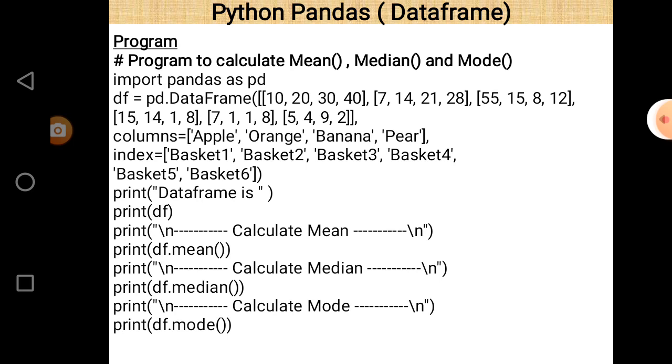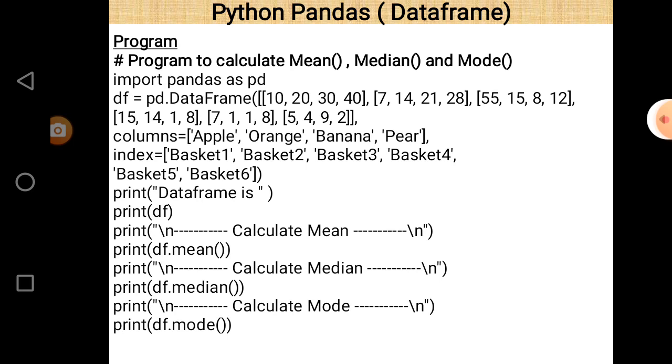After that there is a small print statement, "Data frame is", so it will be printed as it is, as given within the double quotes. After that there is a print statement df, so the data frame will be printed. Next there is again a print statement, "calculate mean". The slash n sign means next line, so there is a gap of a line after this statement.